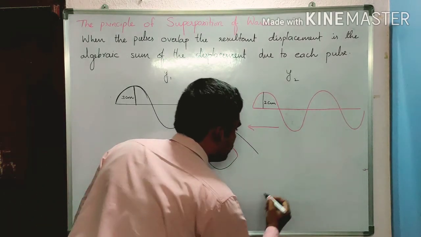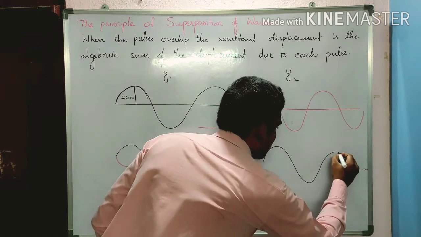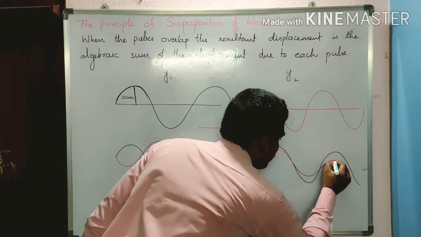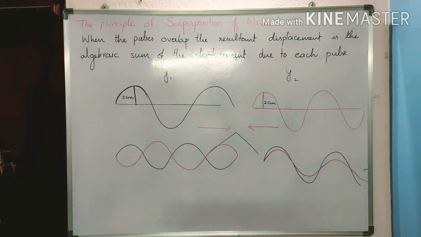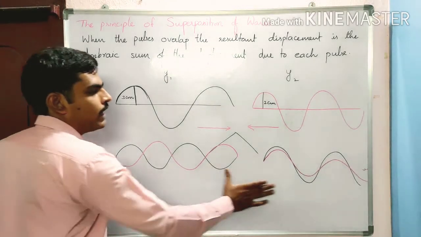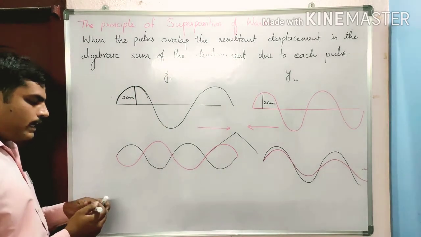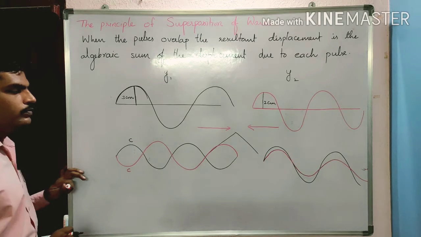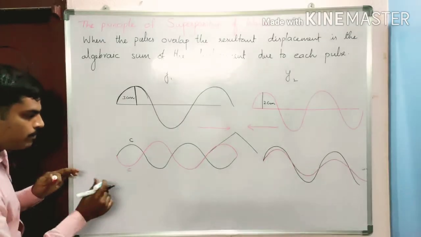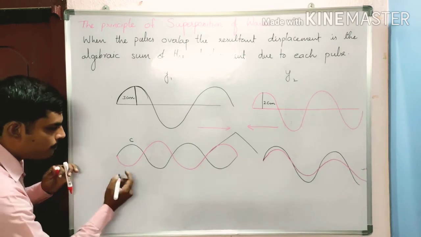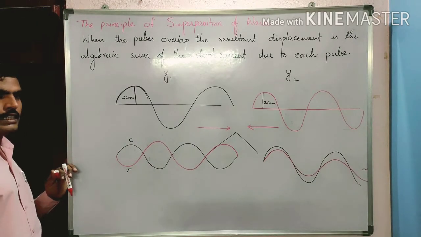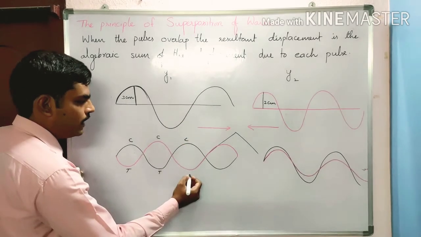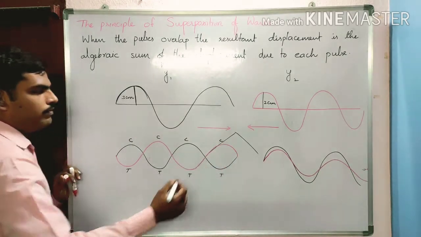This is the equilibrium state. This is wave 1 and this is wave 2, right? Two things are happening here. Here the crest of one wave is overlapping with the crest of the other wave. Okay, the crest of one wave is overlapping with the trough of the other wave. Crest is overlapping with the trough.